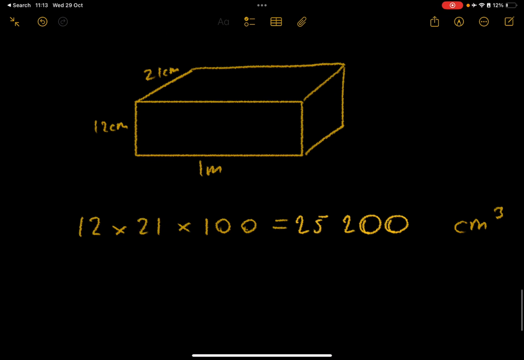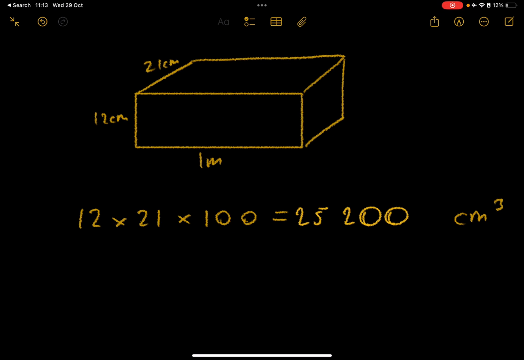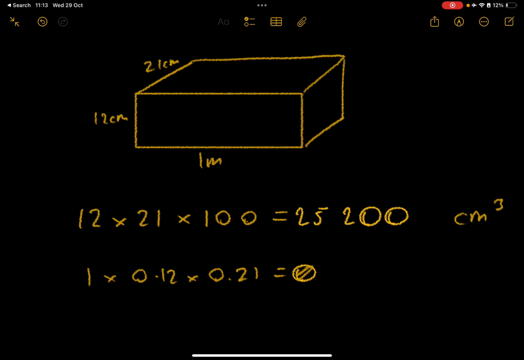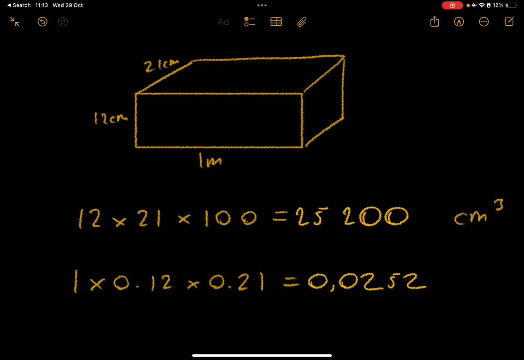Centimeters cubed. But of course, you may have to get it in cubic meters, in which case it is 1 times 0.12 times 0.21. Okay, it's not doing that right. One times 0.12 times 0.21 equals, there we go, much more sensible. And that's in cubic meters.